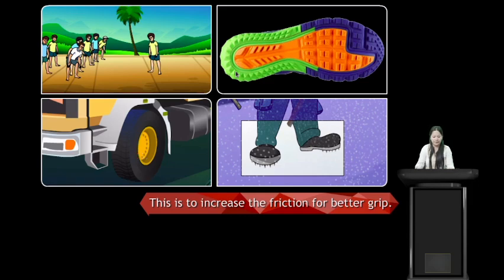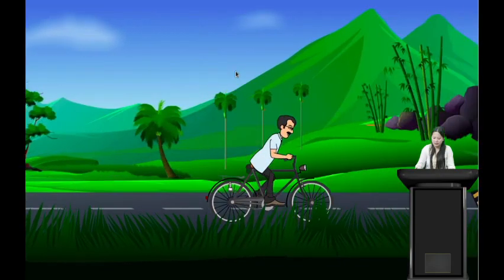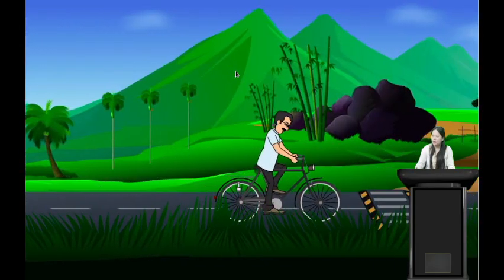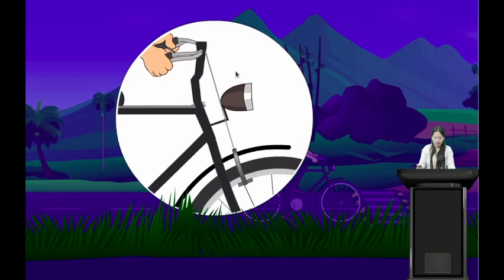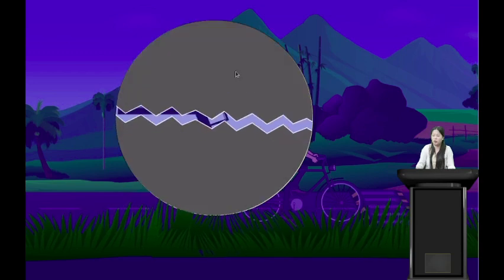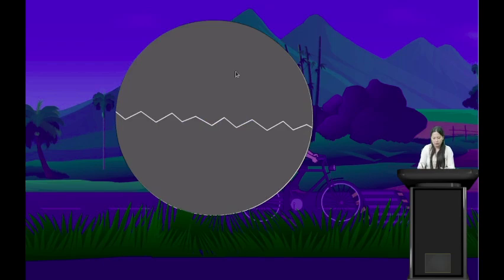All right, again here we see a man riding a bicycle. Now when he applies the brake, the cycle stops moving. So what happens now? When the man applies the brakes, the brakes of the bicycle and the rims get interlocked. When they get interlocked, they stop moving. So this is how it works. When the man applies brakes while riding the bicycle, it gets interlocked and the bicycle stops moving.